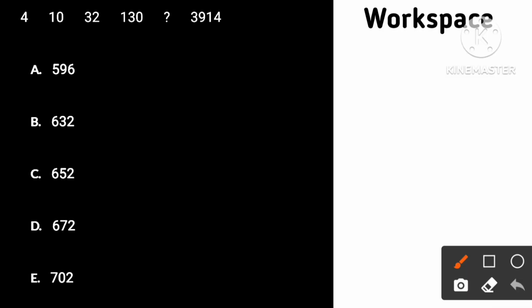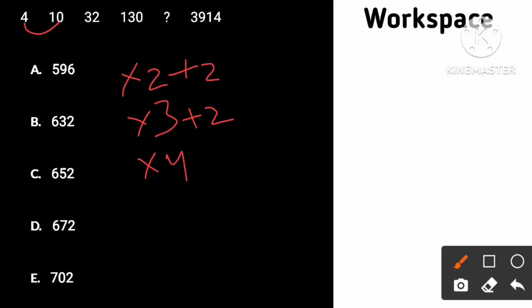Here we see 4 becomes 10. So it must be into 2 times, which will be 8. 8 plus 2, 10. 10 into 3 times, 30 plus 2. 32 into 4 times, which will be 128. 128 plus 2 into 5 times. 130 into 5 times, which will be 650. 650 plus 2, 652. Option C is our answer.